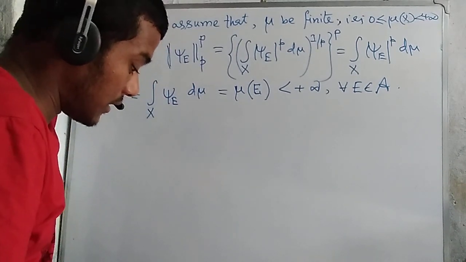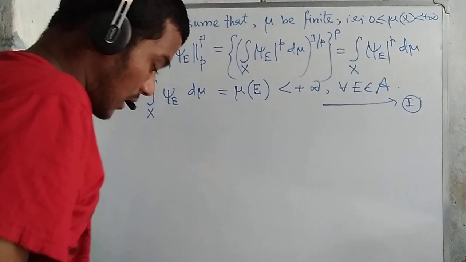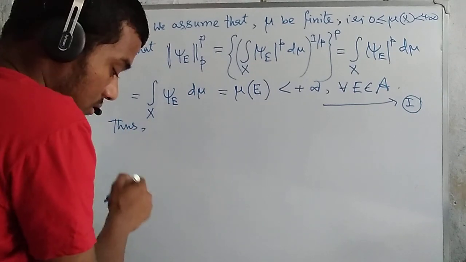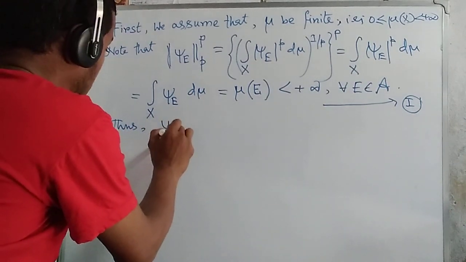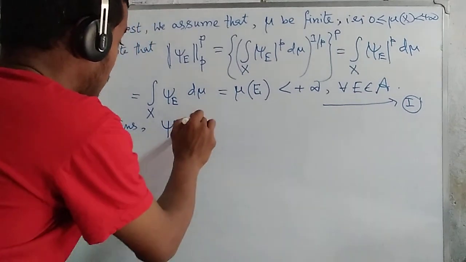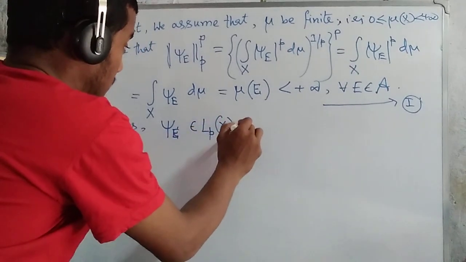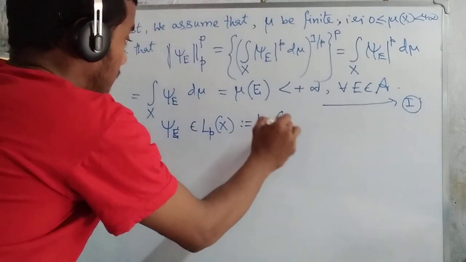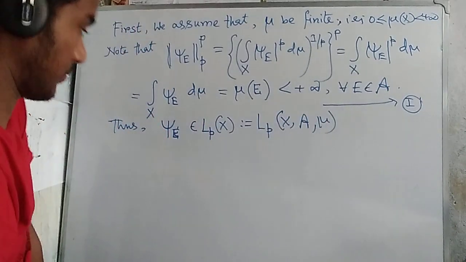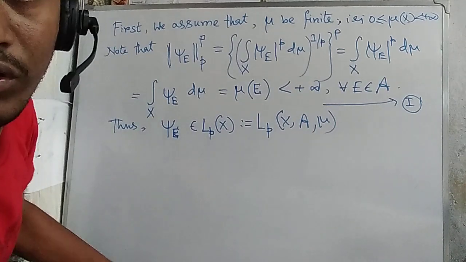Then what we get, we mark this as (1), and we get thus psi_E belongs to LP(X, script A, mu).